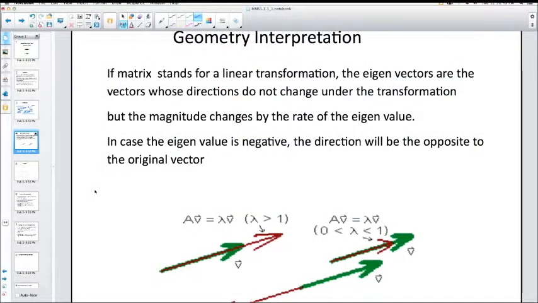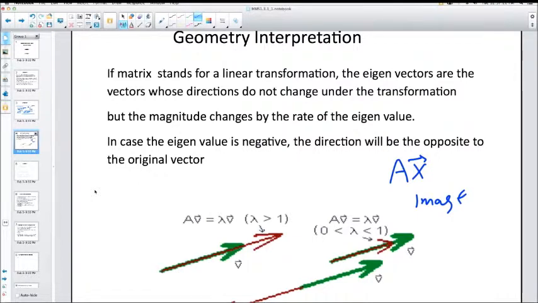In this geometrical interpretation, think about this matrix A as the transformation matrix. When you have a transformation matrix, when you multiply it to any vector, the result is the image of this vector after the transformation. For example, a projection matrix times a vector, you get the shadow or the projection image of this vector.